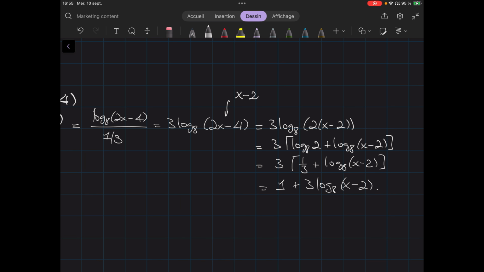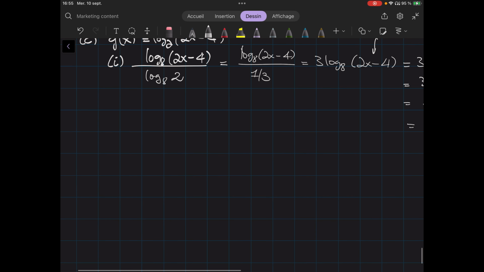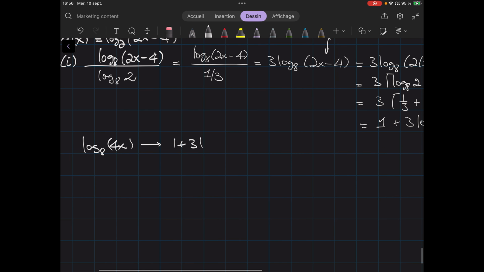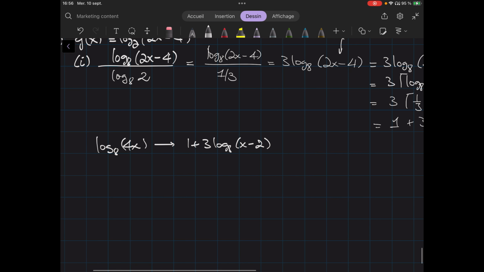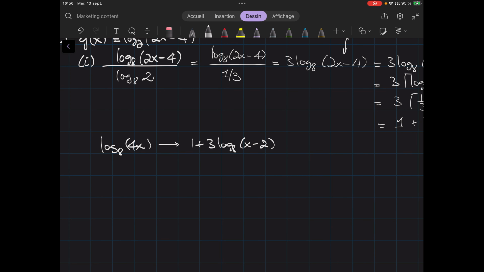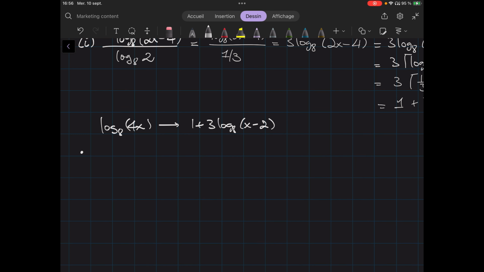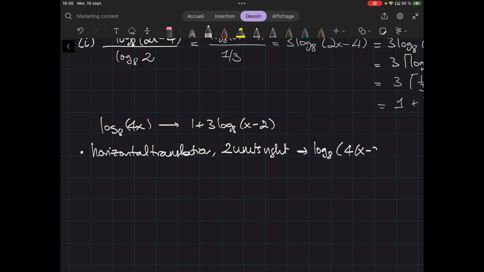Moving on to the second part. You are now asked to move from log base 8 of 4x to 1 plus 3 log base 8 of x minus 2. So, how do we do that? We are going to start with the horizontal translation of 2 units to the right. Our curve now becomes log base 8 of 4 times (x minus 2). So we get this part down.